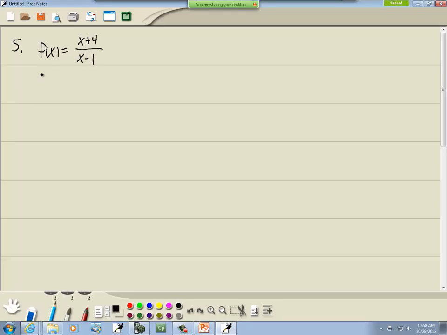Okay. Now your first one is your domain. If you've got a fraction, you set your denominator equal to 0 and solve it. So we've got x minus 1 equal to 0, which gives us x equals 1. Now this is the value we cannot have. If I put 1 in for x, I get 1 minus 1, which is 0. So our domain is x cannot equal 1.